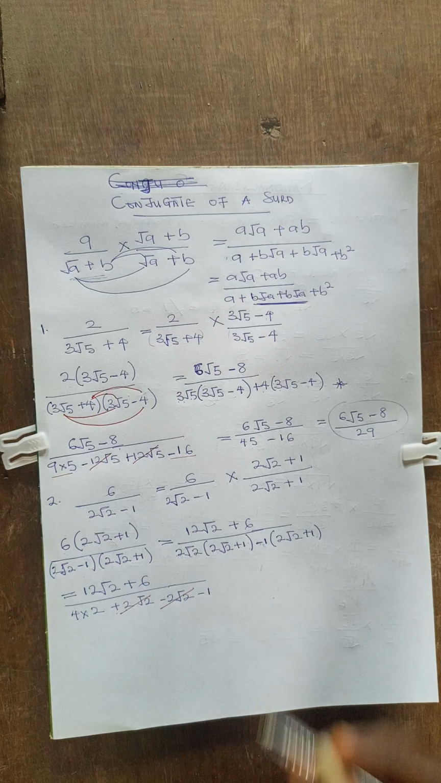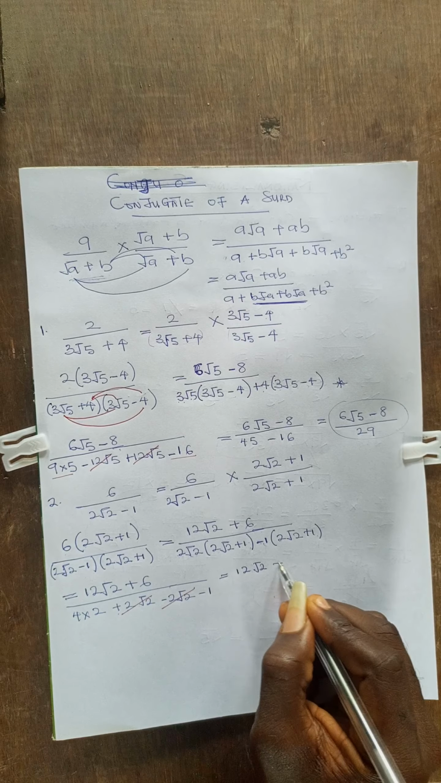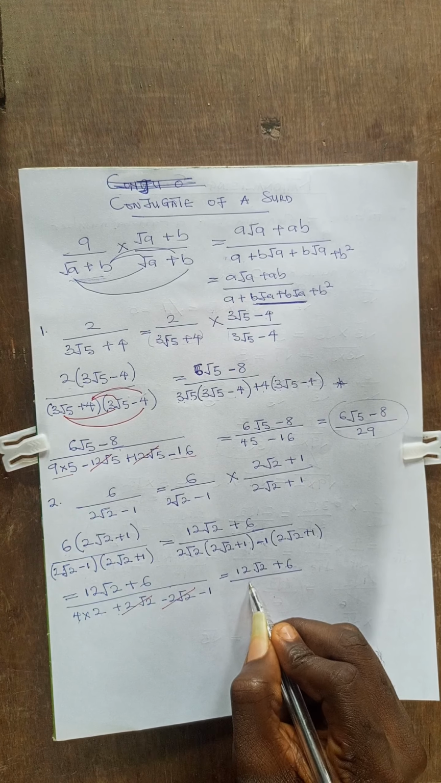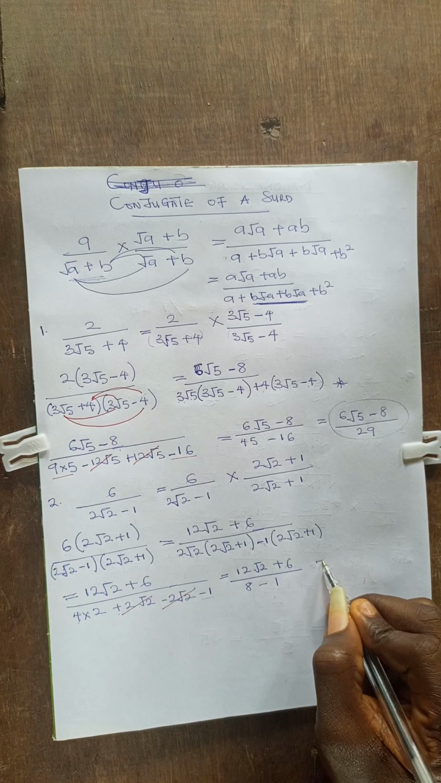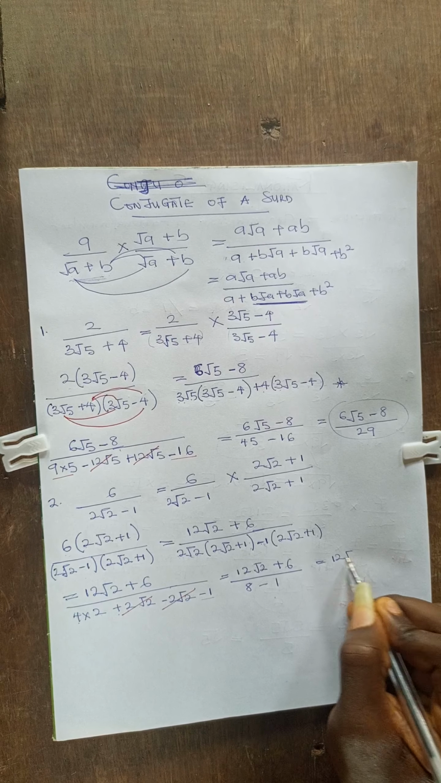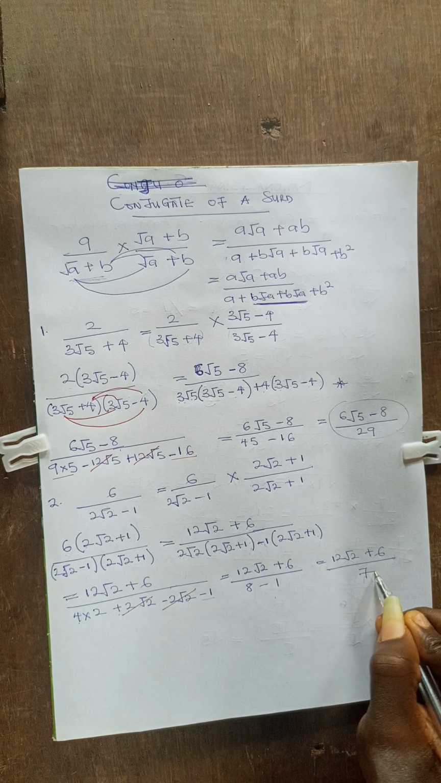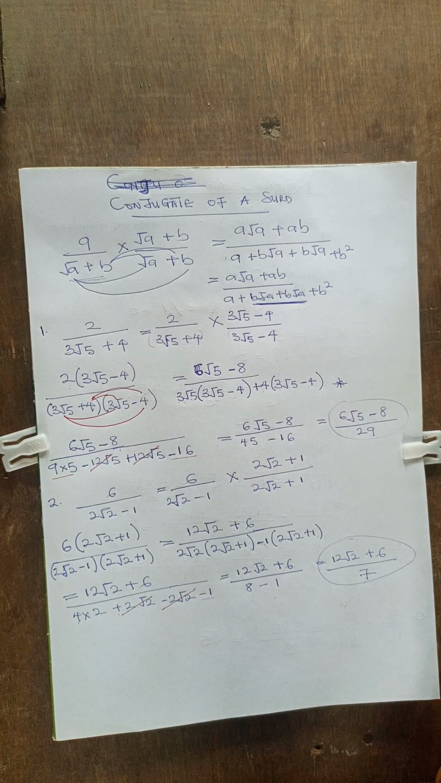So what will remain here? For the top, we will get 12 root 2 plus 6 all over. For the bottom here, 4 times 2, we get 8 minus. For this side, we get only 1. So our final answer will be 12 root 2 plus 6 all over 7. You have nothing more we can do here again, so this one could become our final answer. So this is all on how to rationalize using the conjugate of a binomial surd.